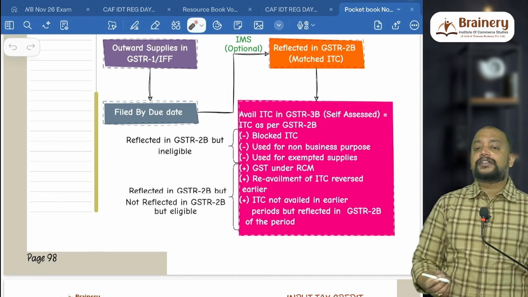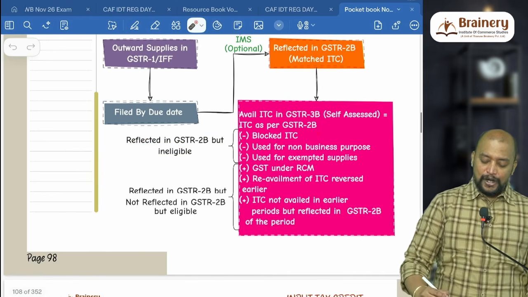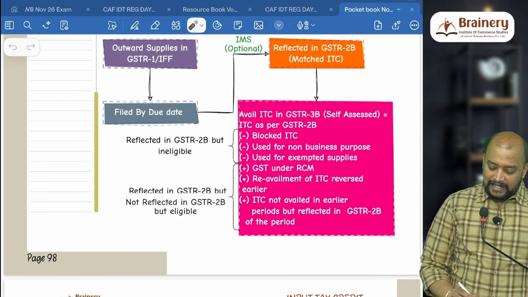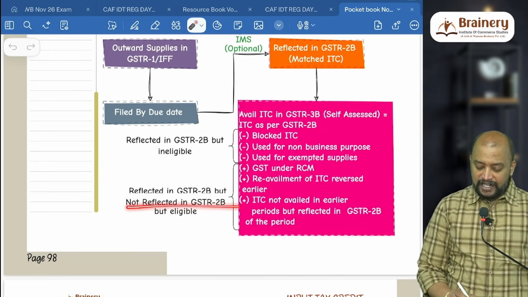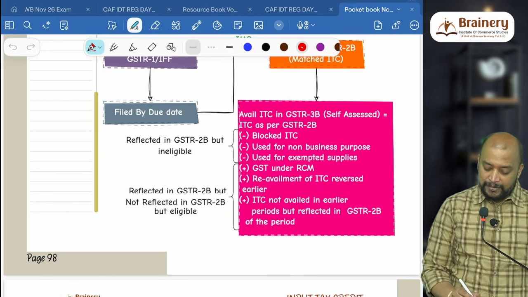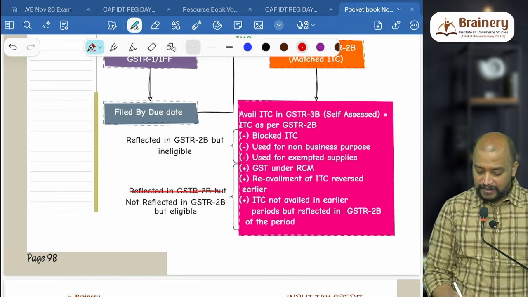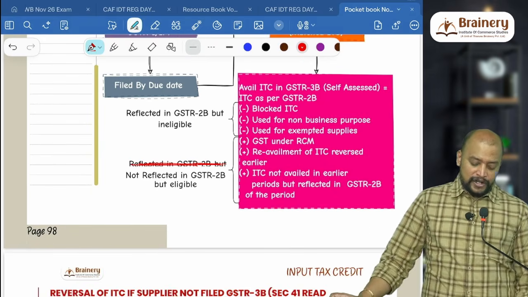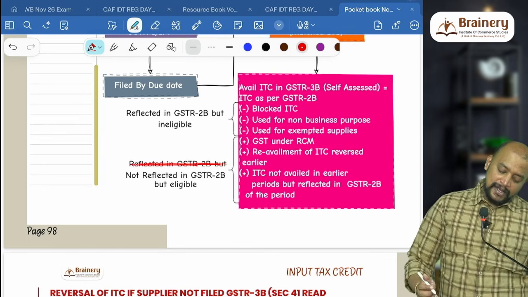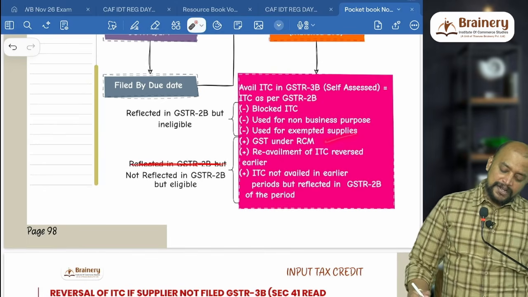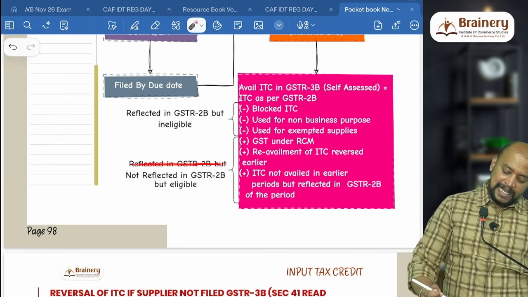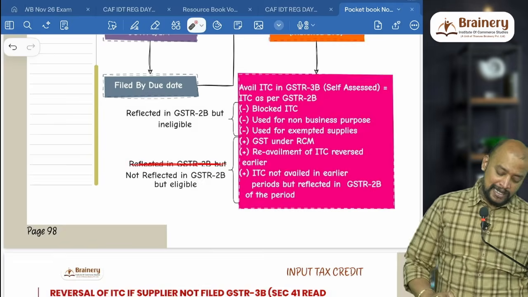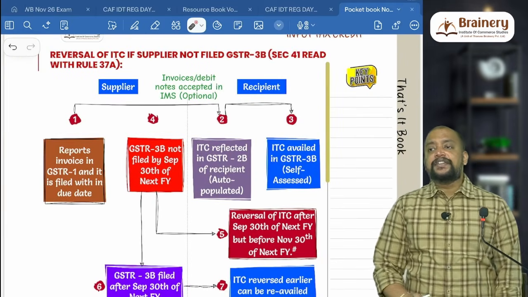3 cases where it is reflected in 2B but ineligible: blocked ITC, non-business purpose, exempted supplies. 3 cases where it is not reflected in 2B but eligible. What is it not reflected in 2B but eligible? GST paid under RCM, reavailment of ITC reversed earlier, ITC not availed in an earlier period but reflected in 2B of that period. Next, section 41 read with rule 37A.